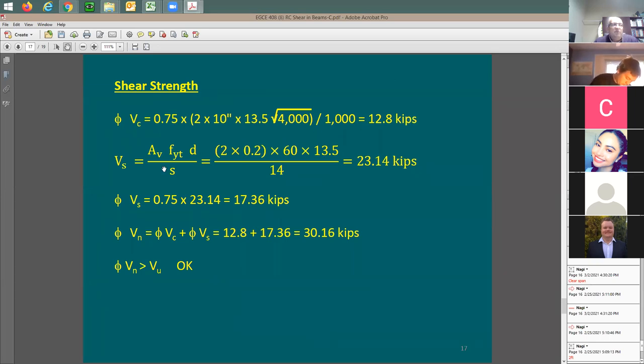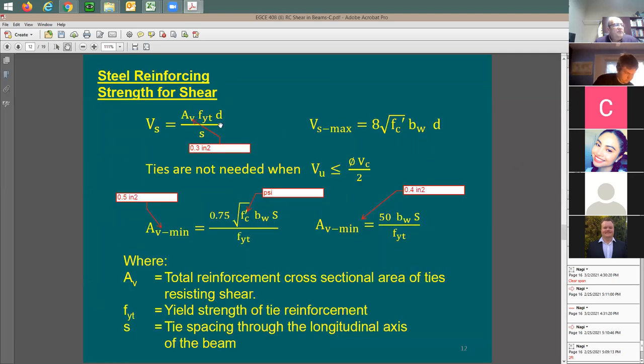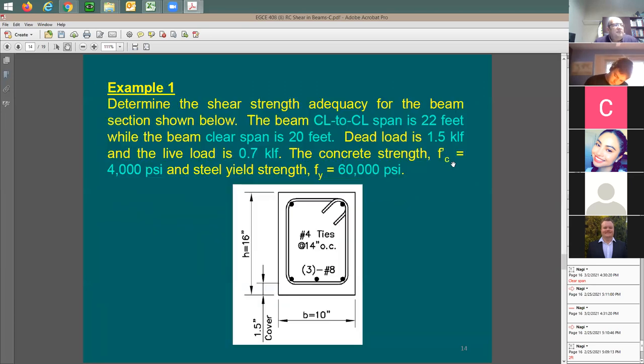Now, let me see how much the steel is going to be helping us. I have this equation for the steel. I'm going to go back also and look at it and say, here's the equation for the steel. AV, FY, D divided by S. How much is AV? I have number 4. I have 2 legs. So what is the meaning of 2 legs? When you cut the section here, how many legs did you cut through? You can see here, 2 rebars. Number 4, the 0.2 square inch. S is going to be 14. FY, 60.